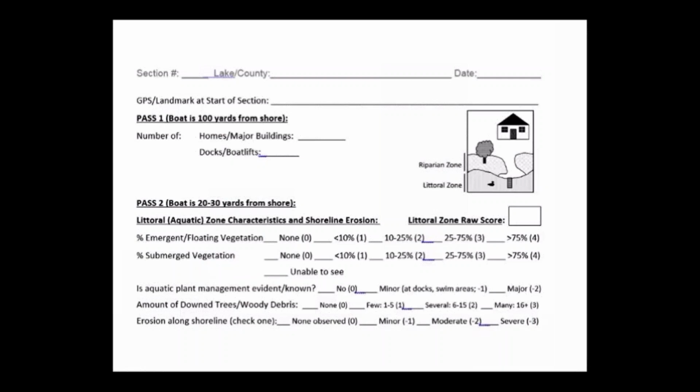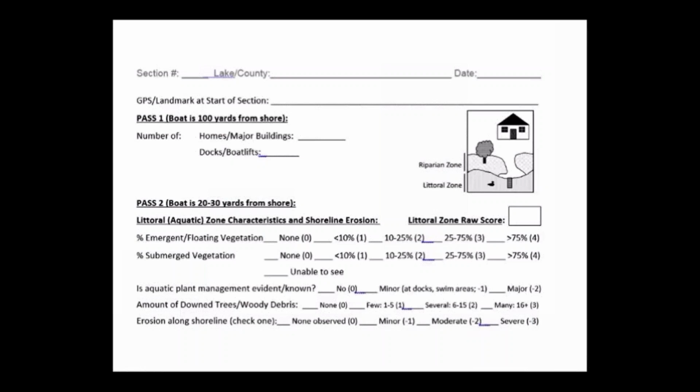The next question asks you if aquatic plant management is evident or known. That is, can you see or do you know that plants have been sprayed, harvested, or otherwise removed along this 1,000-foot section? If not, choose No. Otherwise, select Minor if there's some weed management around docks and swim areas, or Major if practically all the plant life in the lake near shore has been treated or removed.